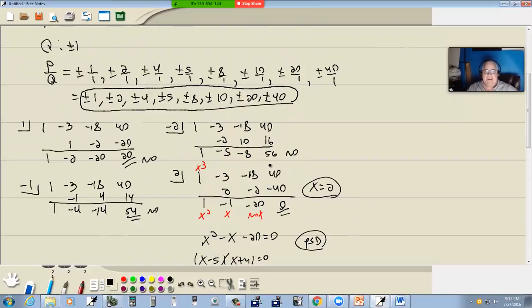Calculator simplifies that, as you can see. Especially if the first answer you find is over here, and you have to go through perhaps 12 different synthetic divisions to find the first one.